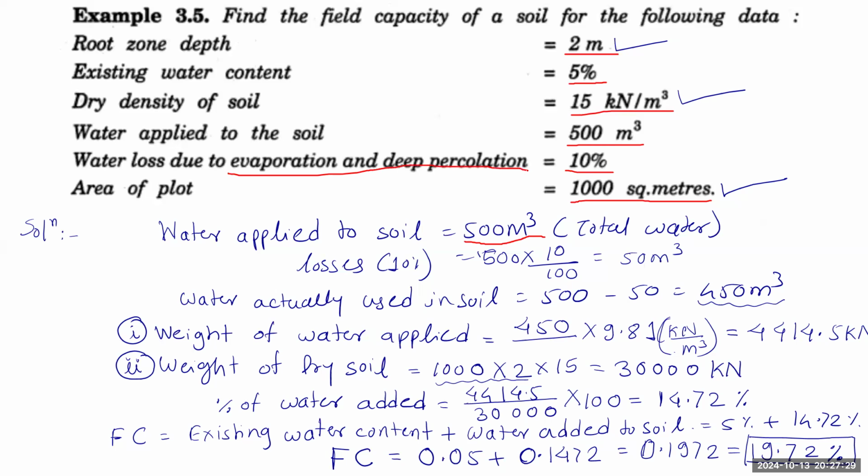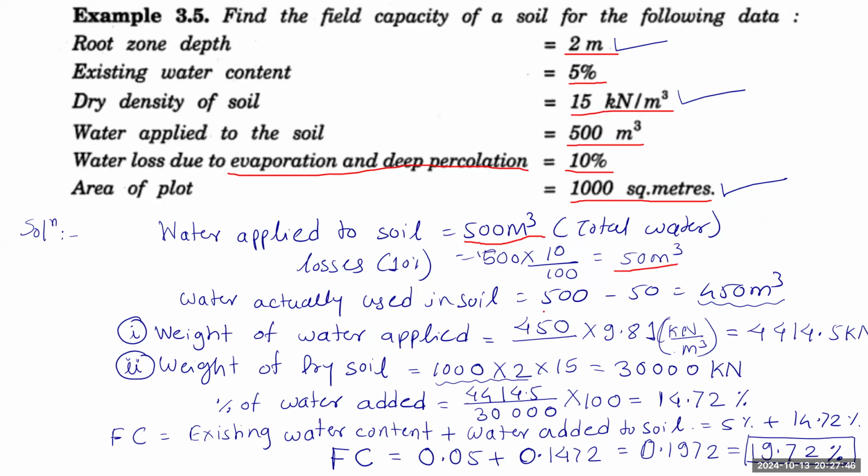What do we call that? Conveyance loss. So conveyance losses are 10%. So 500 meter cube of water is applied, but out of that 10% will get wasted. So 10% of 500 meter cube is how much? It is 50 meter cube.